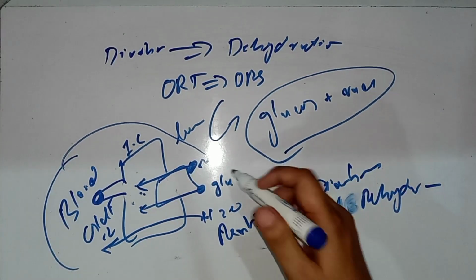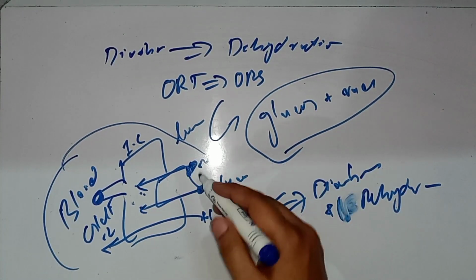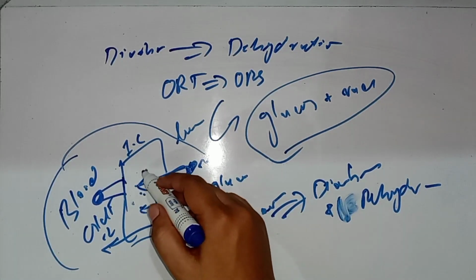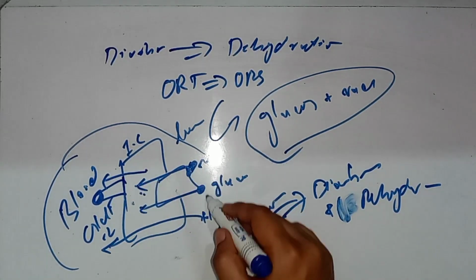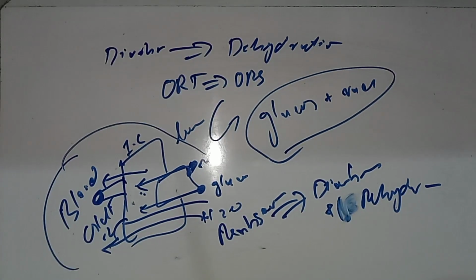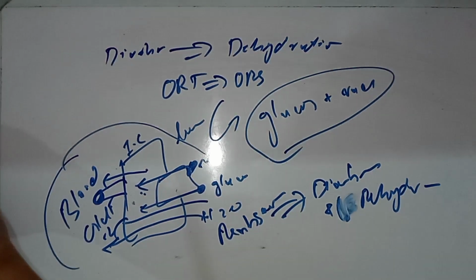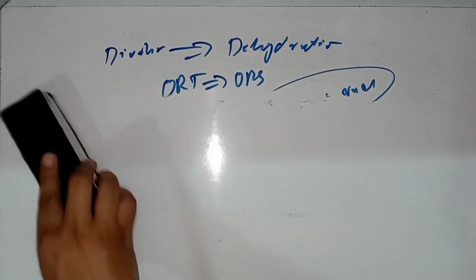What happens? Glucose and sodium both bind to their symporter, then they move to the intestinal cell. From the intestinal cell they diffuse to the blood, and water also follows them, and the process of rehydration occurs. If sodium is given alone or glucose is given alone, then the benefit will be much less as compared to their combined preparation. Okay.